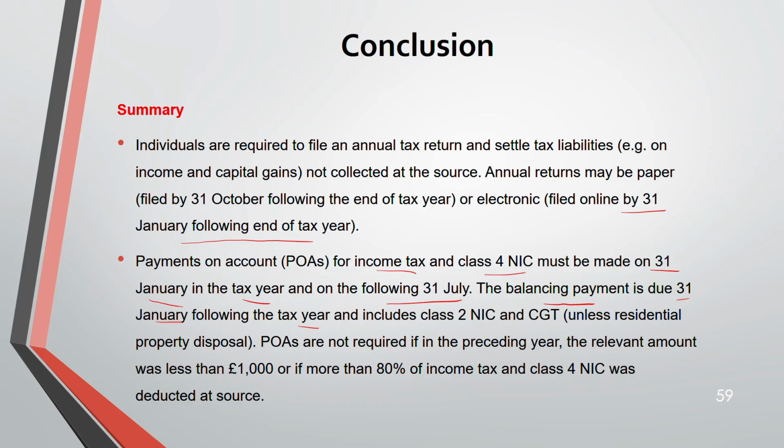And Class 2 NIC is no longer due. So this includes CGT. Your balancing payment also includes capital gains tax, unless it's a residential property, then there's a payment on account. Under 2 conditions, payment on account is not required: if the relevant amount is less than 1000, or if more than 80% of your income tax and Class 4 was deducted at source in the previous year, no payment on account.